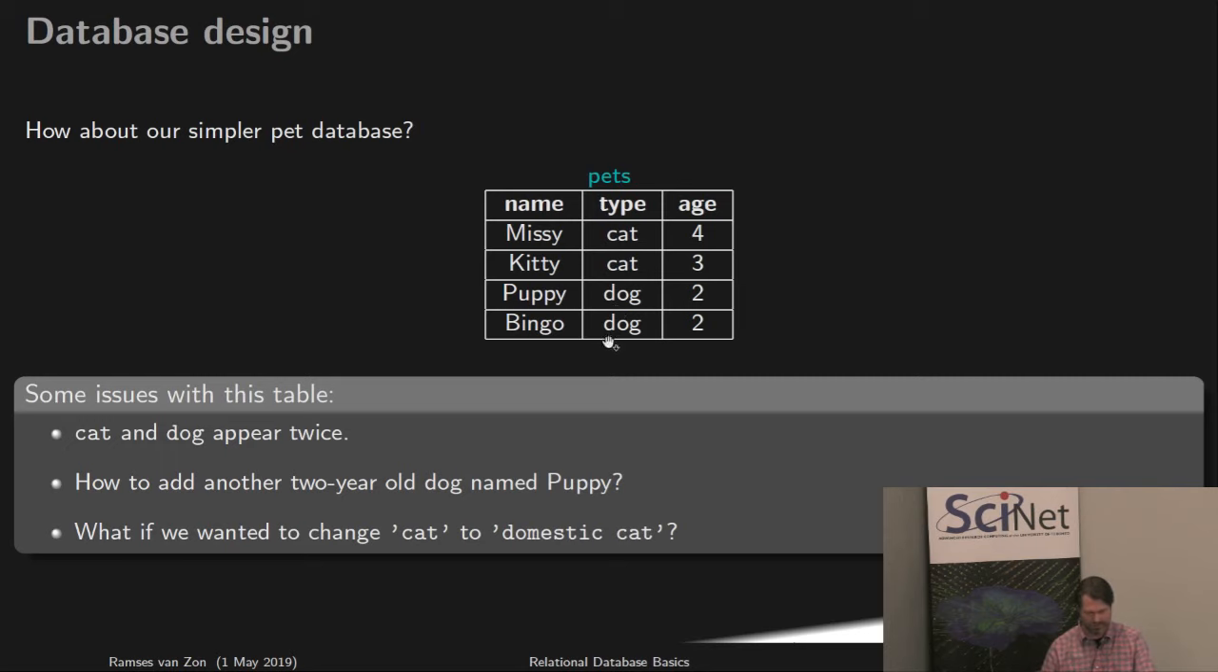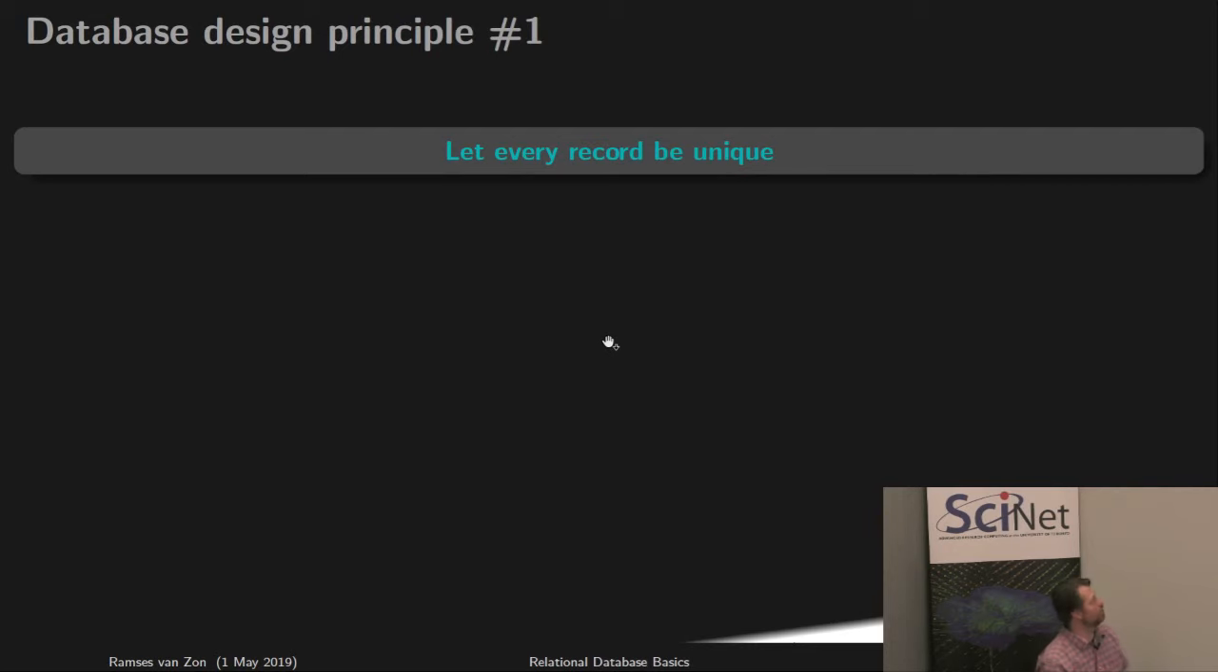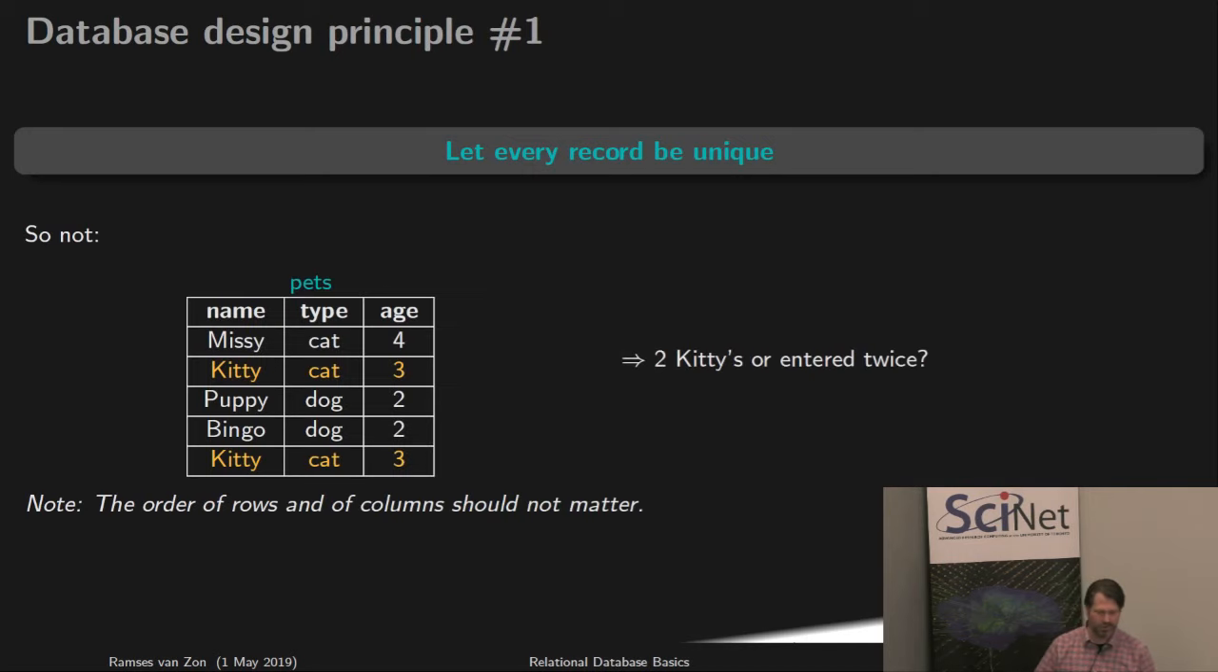So having this duplication is bad, and in terms of maintenance can also be an issue. So what you should try to do, that's design principle 1 for databases, is for every record to be unique. That's the first thing we want. So if I added another kitty cat, I have an issue. I can do it. I can put it there. Here's a table with 2 kitty cats. They happen to be both 3. But the question is, are there 2 cats called Kitty with the same age, or did I accidentally just enter it twice? And from the table, I can't see which is which.